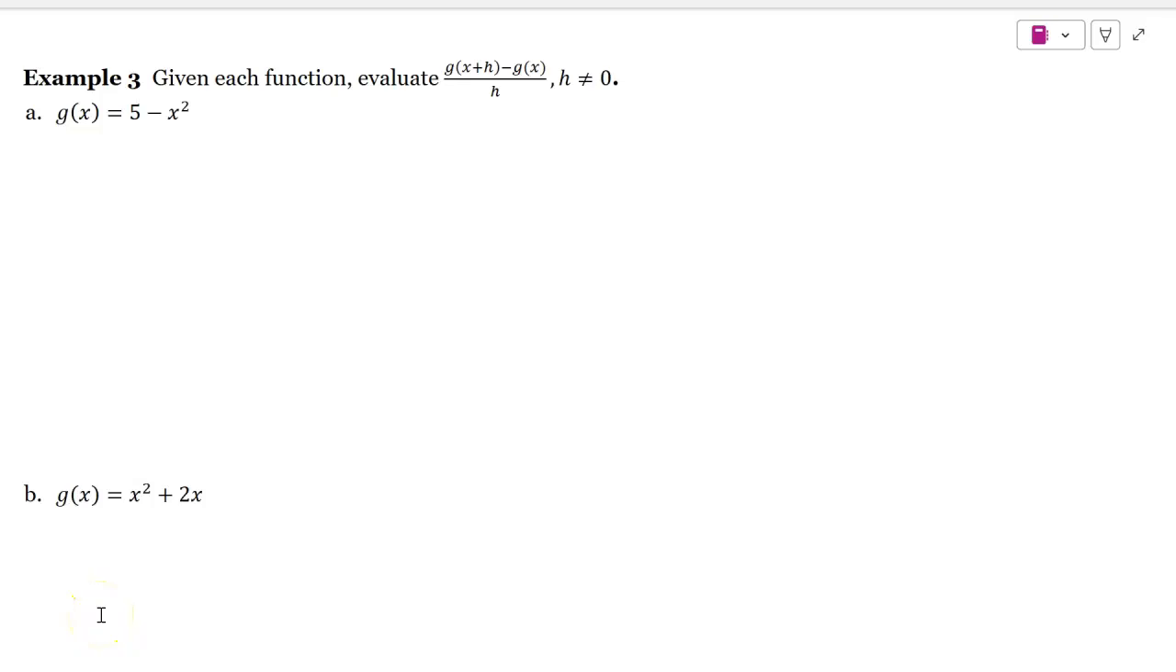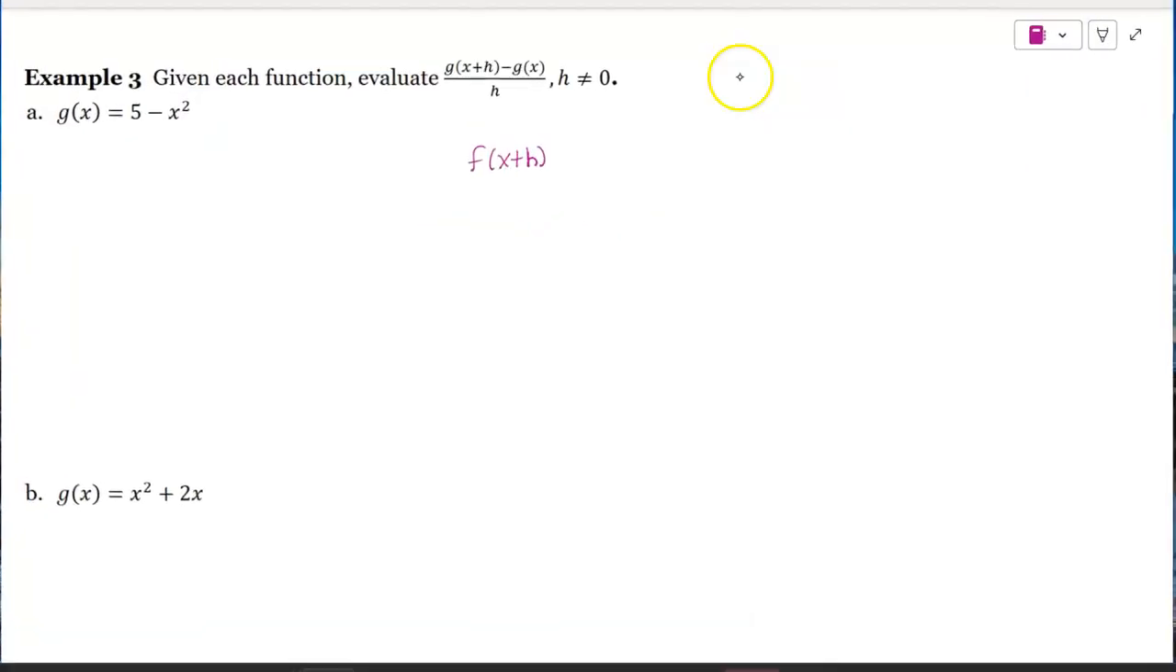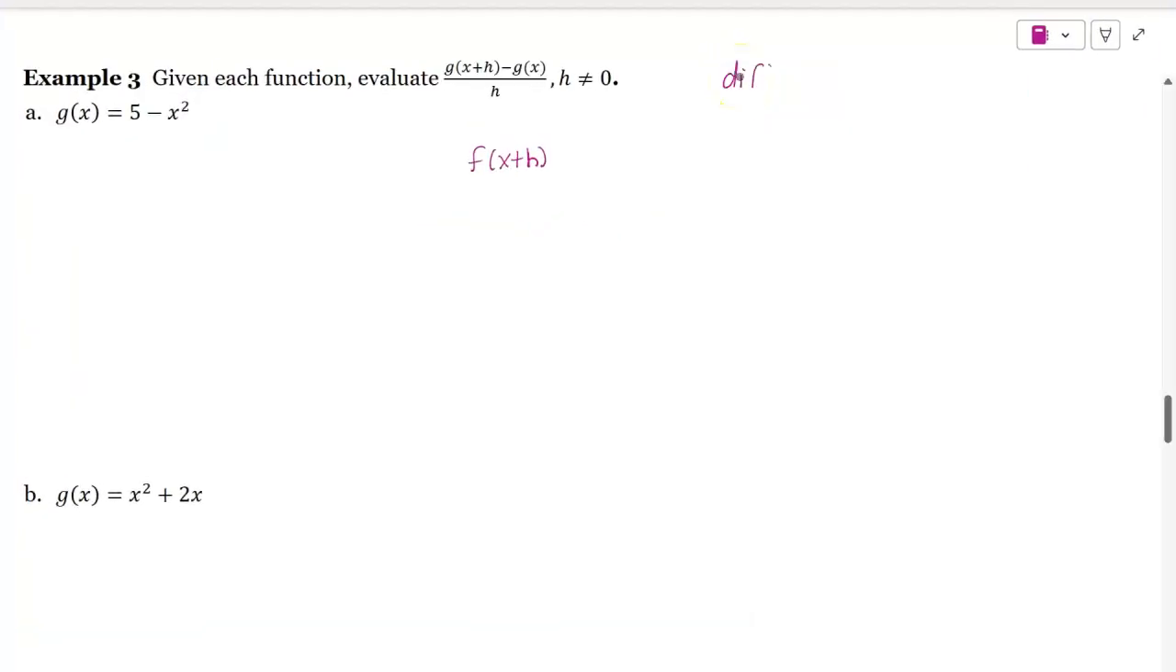Given each function, evaluate g of x plus h minus g of x over h, with h not equaling 0. We just have to make sure that we don't plug 0 into the denominator of a fraction there. In the last video, we were calculating f of x plus h, and I mentioned that that would show up in another problem later. This is one of the problems. This fraction here is called the difference quotient.